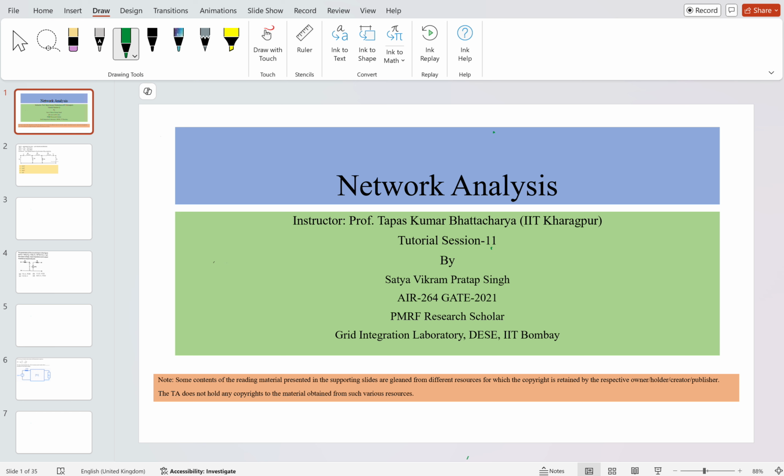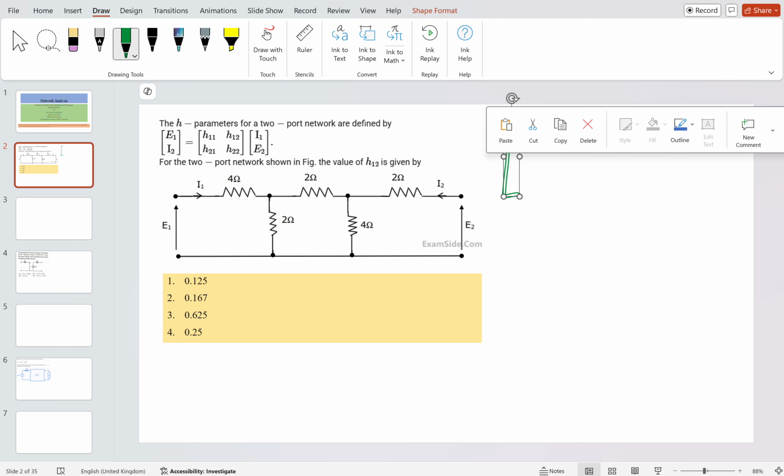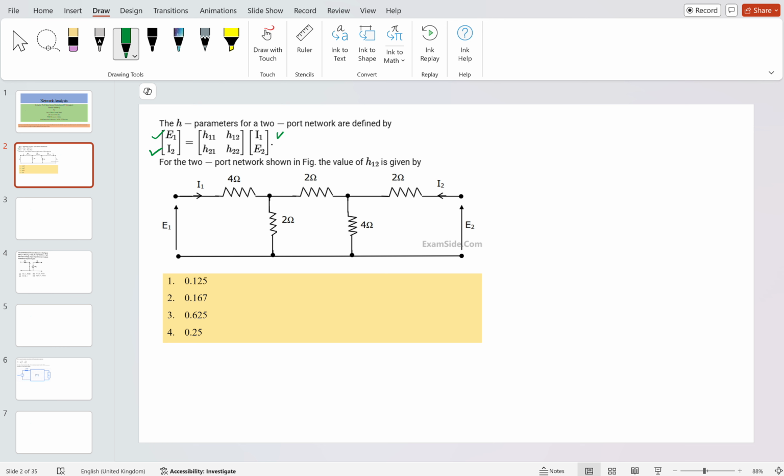So we are starting with the first problem. Try to solve this and we will see if you are facing any doubt. Take your time to solve and let me give the H port parameter values simply how to write it. It is already given in the question: E1, I2 and I1, E2, H11, H12, H21, H22. In this two-port network, you have to find the value of H12, which is simply equal to I2 by E2 at I1 equal to 0. Try to solve and get me the answer.